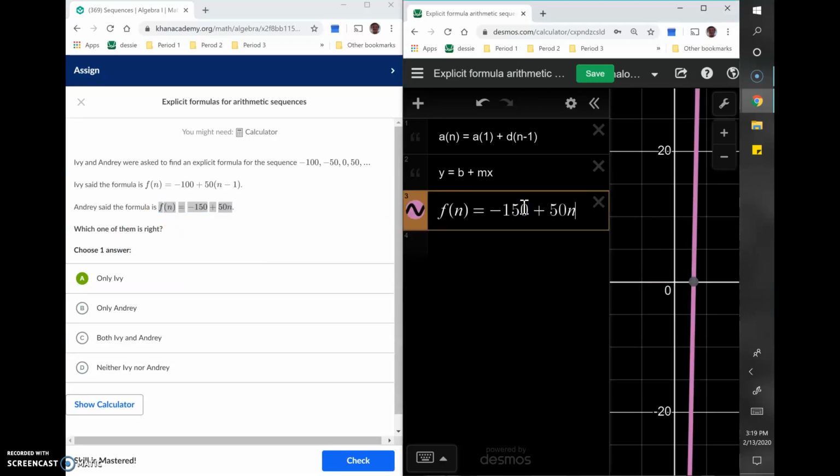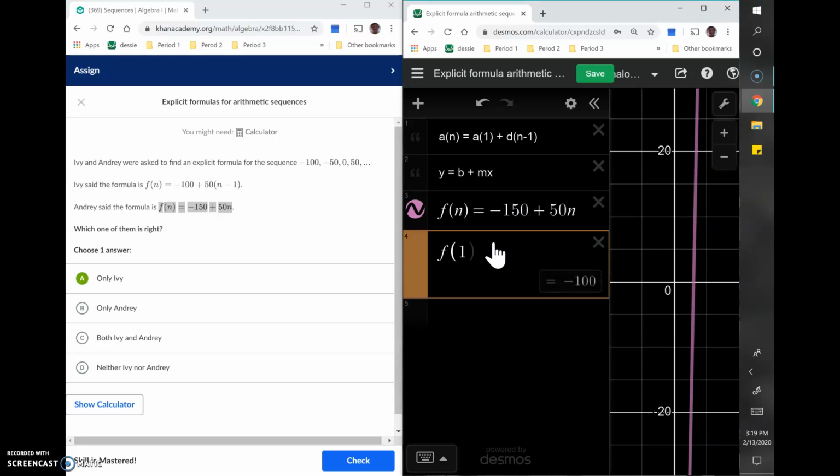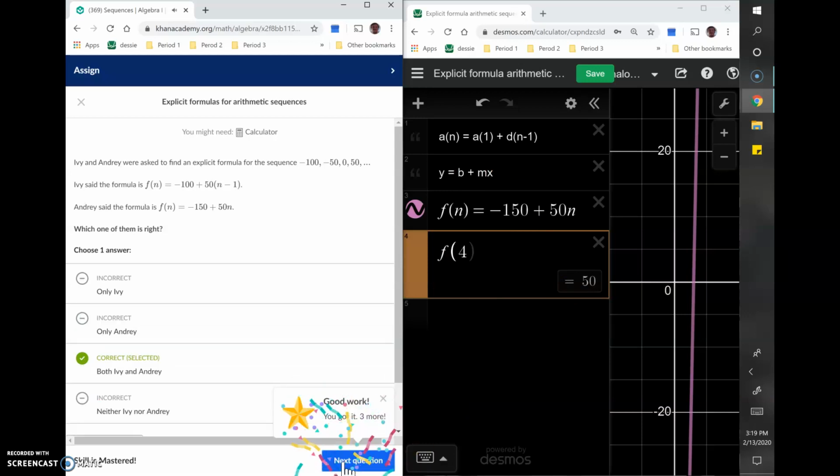I'm going to paste it in, and then I'm going to do the same thing I did in the previous one. Okay, the first term's good. We got to check a couple of them to know for sure. The second one's good, third one is good, and fourth one is good. So they're actually both acceptable because both of them give us the correct term output for each of the 4 inputs.